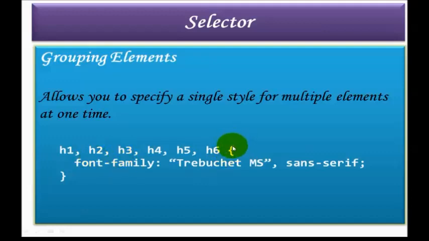So I'm going to start the syntax by using curly braces, then comes your property, the font family. I'm going to give the value. Okay, it's the first option, and the second option I'm going to close it. So it is called a grouping element. So grouping elements allows you to specify a single style for multiple selectors or multiple elements.